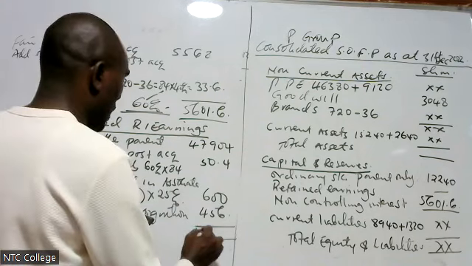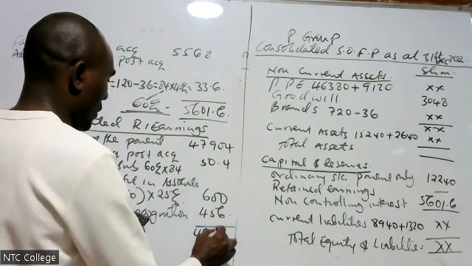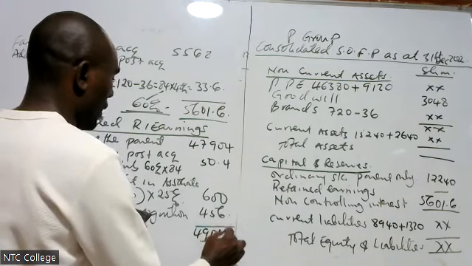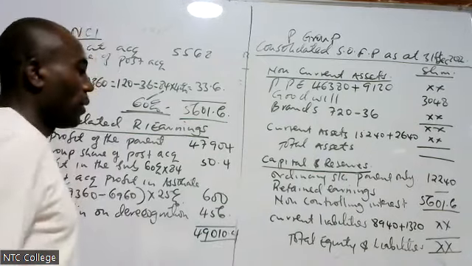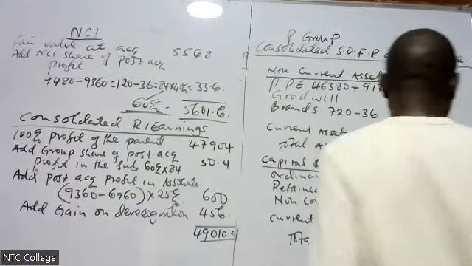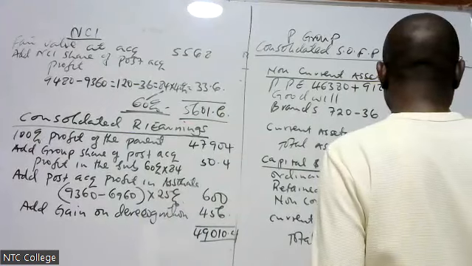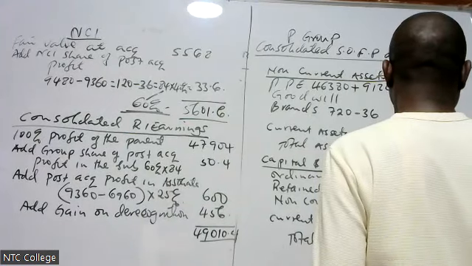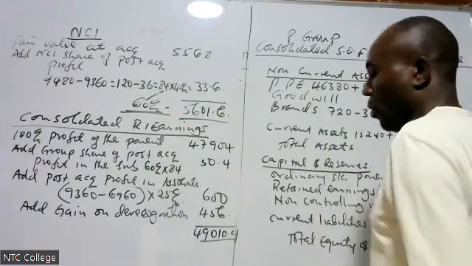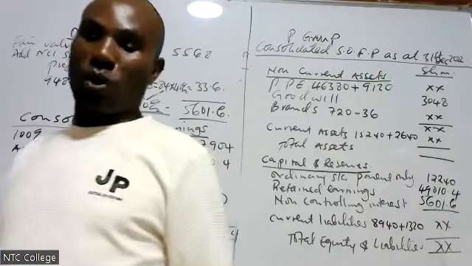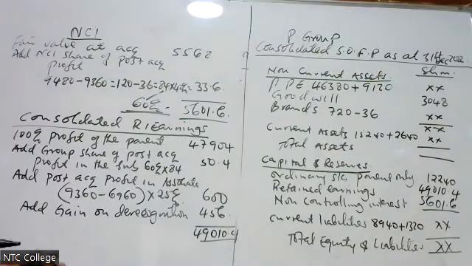I'm getting 49,010.4. Therefore, I come to put here in my balance sheet 49,010.4. Then we are done with our question.